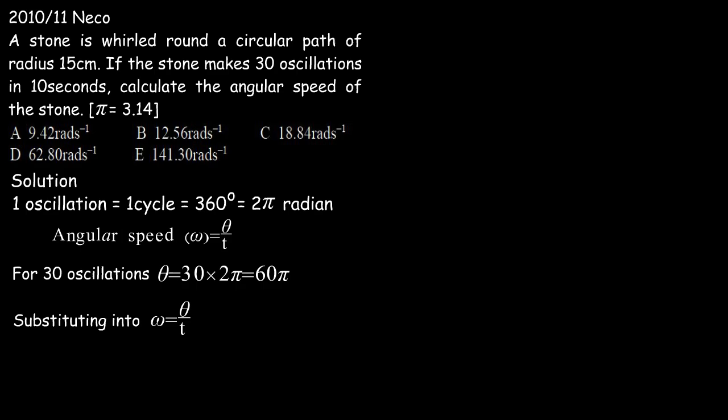Substituting into omega equals theta over time, omega will be equal to 60 pi over 10, which is equal to 6 pi. Multiplying, it becomes 18.84 radian per second. So our angular speed is 18.84 radian per second.